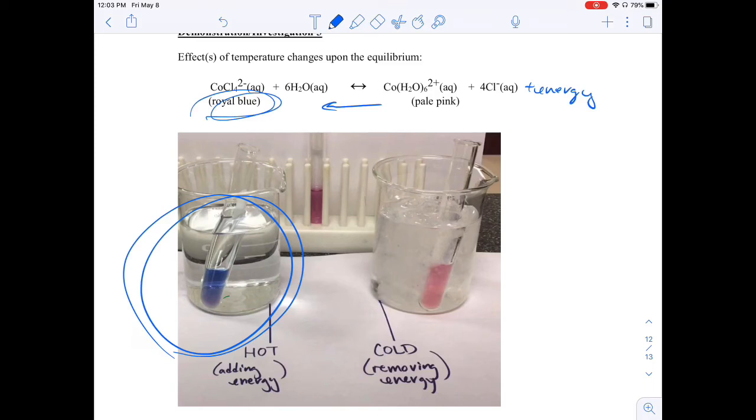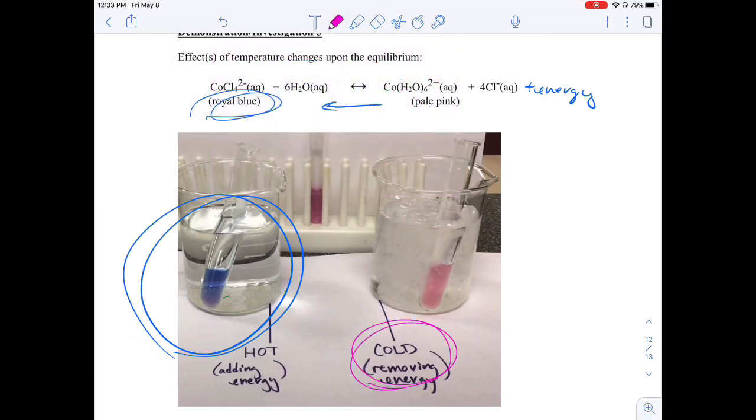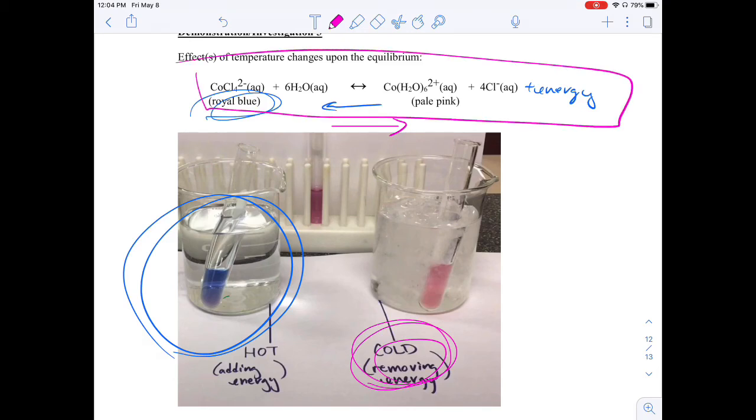Whereas when we are cooling it down here, we've removed energy, so now it needs to shift this way to replace the energy that was used. And it's because this system is endothermic.